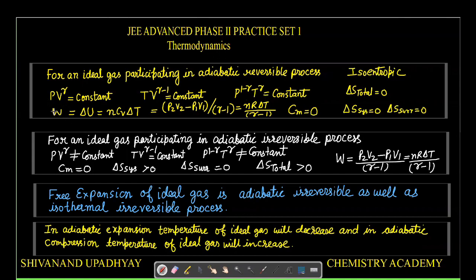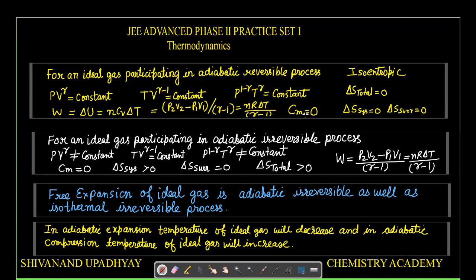Work done in adiabatic process: since Q is 0, we can write W is equal to delta U, and delta U can be written as nCV delta T. And CV can be written in the form of R upon gamma minus 1, and delta T is equal to P2V2 minus P1V1 upon nR. So n will cancel out, R will cancel out. We can write that the work done in adiabatic process is equal to nR delta T upon gamma minus 1.